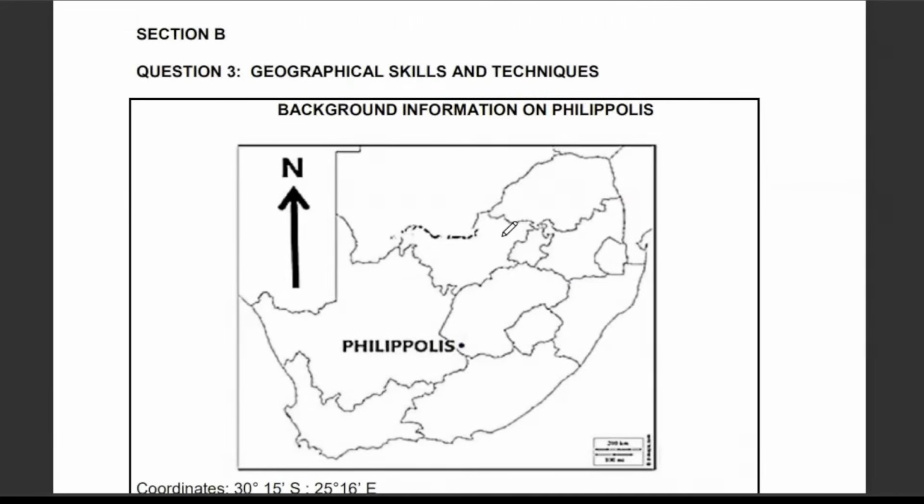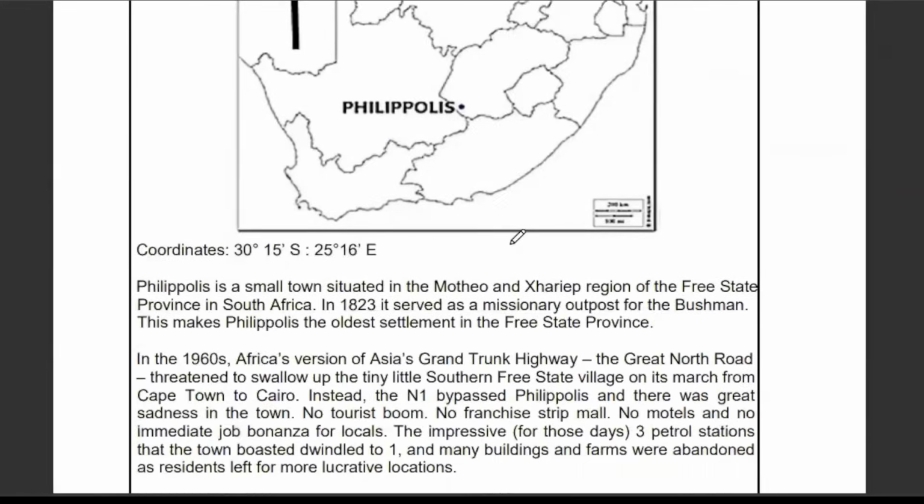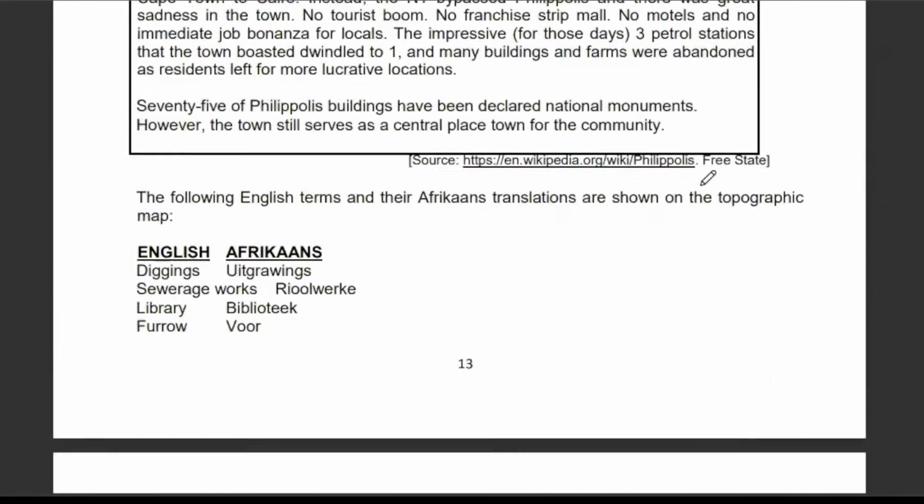This is our map for Philippolis, then the map information provided here and the coordinates. We must also go through the information. The map information will help you in answering some of the questions. You cannot ignore the map information as you are doing the map question because there are some questions that might be asked based on the map information which is provided. And then let's go to our questions.